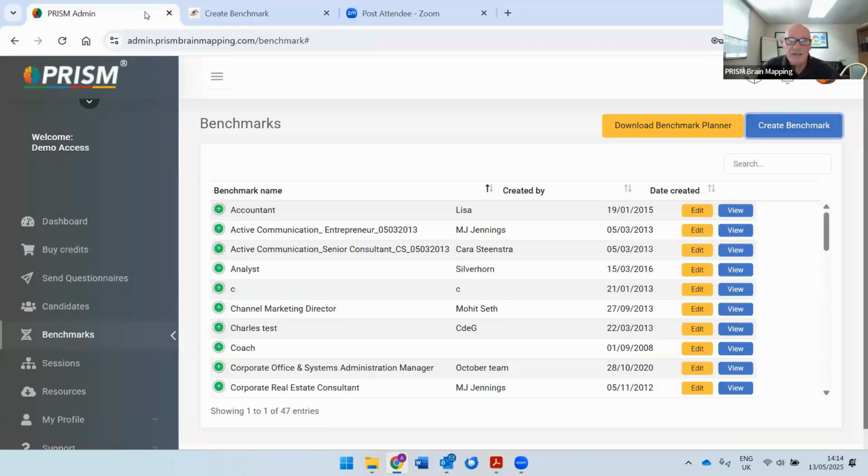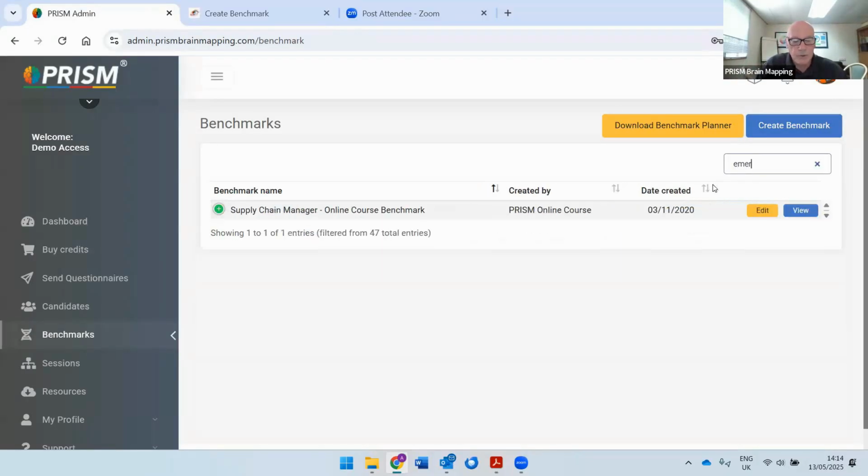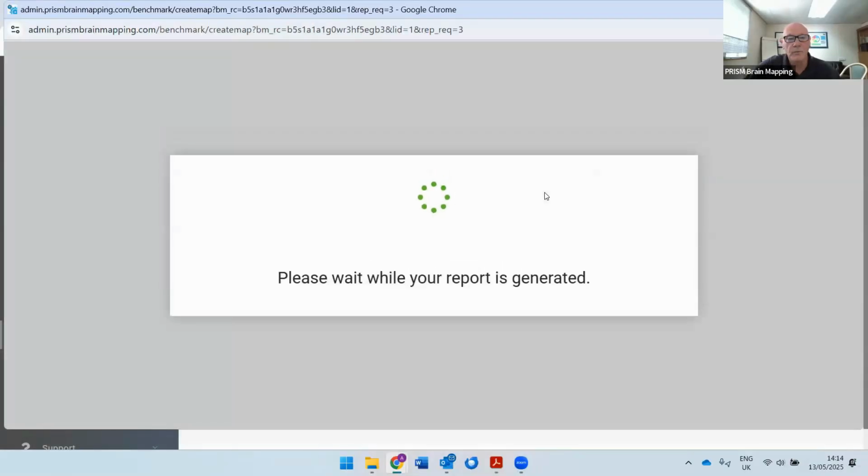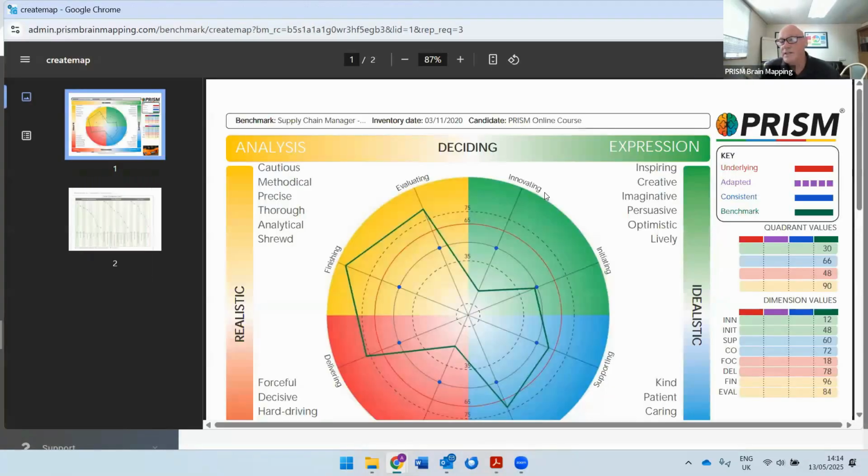And then all we need to do is see what it looks like. And so we're in benchmarks already. Bring that up again. So we can see what it looks like by searching for the name we called it. It was called Emerald. So we key in Emerald, see what comes up. There it is there, Supply Chain Manager. We borrowed this one from the online accreditation. So let's have a look and see what it looks like. So view the document. And this is what it looks like.